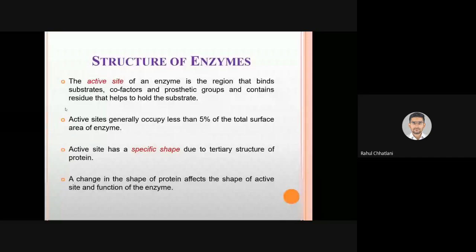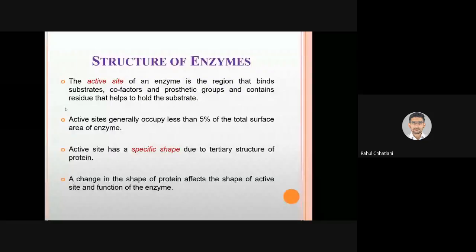Everything will bind in that active region. The active site has a specific shape due to the tertiary structure of the protein. As we already know, tertiary structure is the 3D model. So it is a 3D structure, and it has a very specific shape. All enzymes have specific shapes. A change in the shape of the protein affects the shape of the active site and the function of the enzyme.